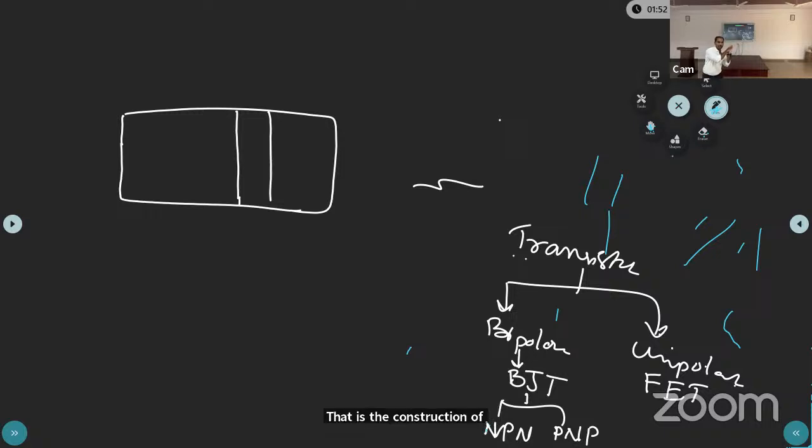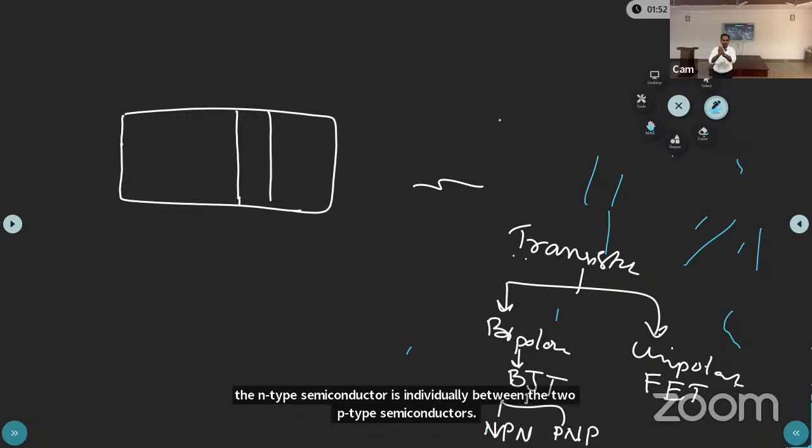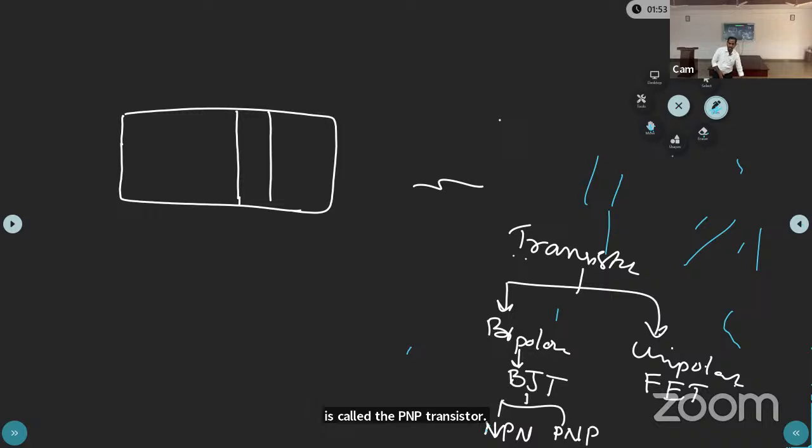And similarly, the PNP transistor, now the N-type semiconductor is sandwiched between the two P-type semiconductors. It's called the PNP transistor. So these two transistors are the bipolar transistors. In these two transistors, the majority as well as the minority charge carriers are involved in the current conduction. Now, that is a construction definition.